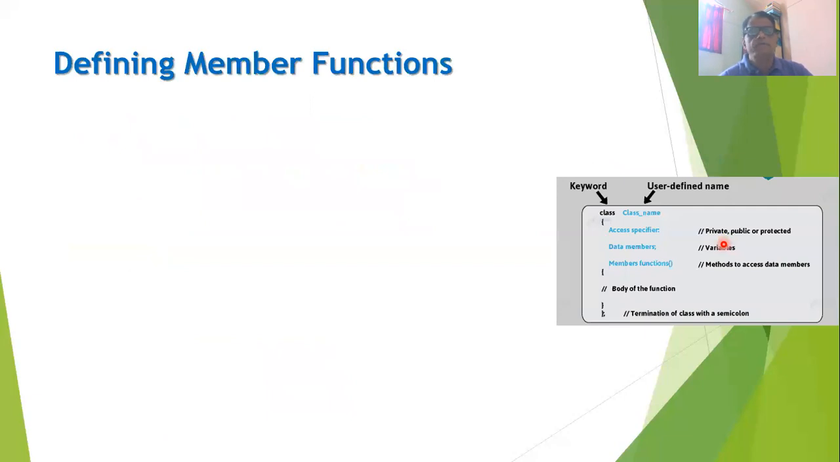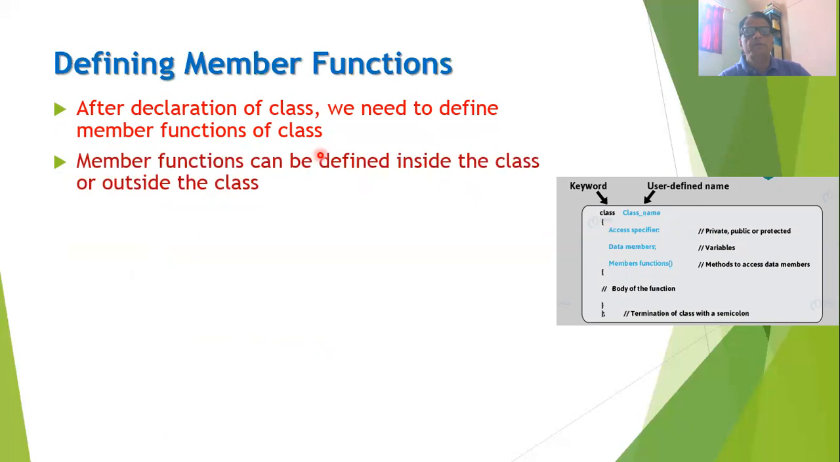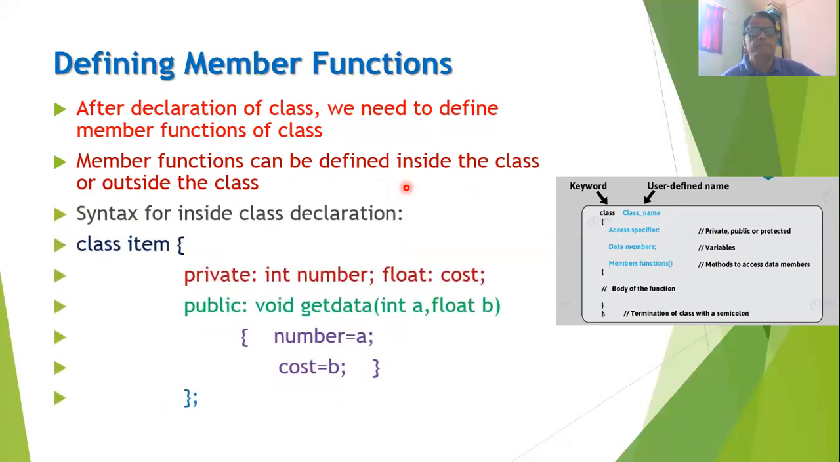Now, once we have a declaration of a class, we need to define the different member functions of the class. The member function of a class can be defined either inside the class or outside the class. Defining a member function means writing the complete code of the member function. This is called defining a member function.